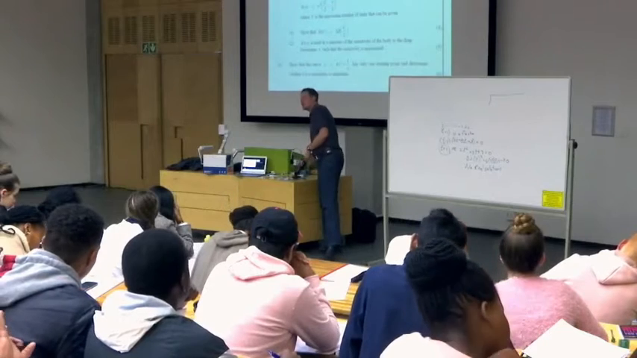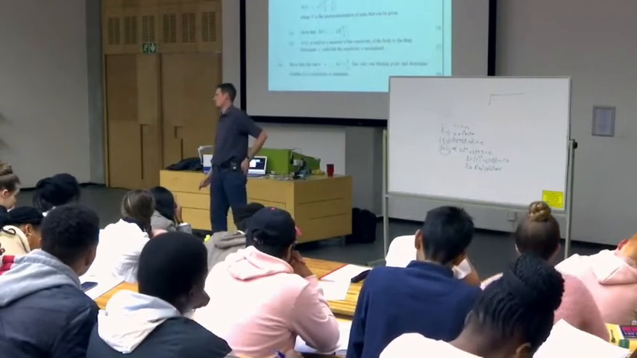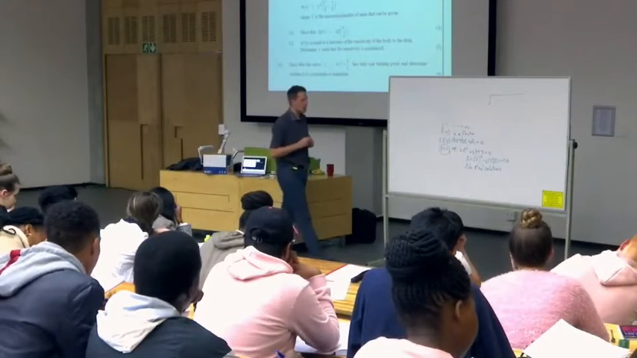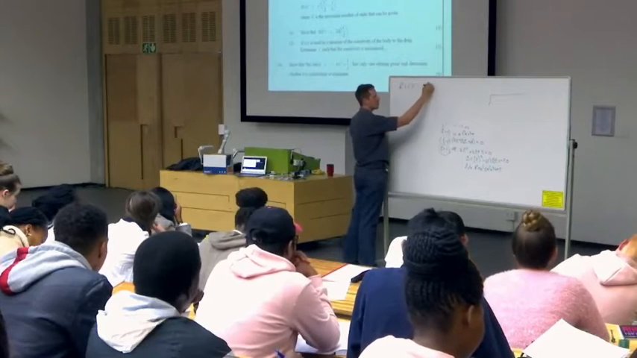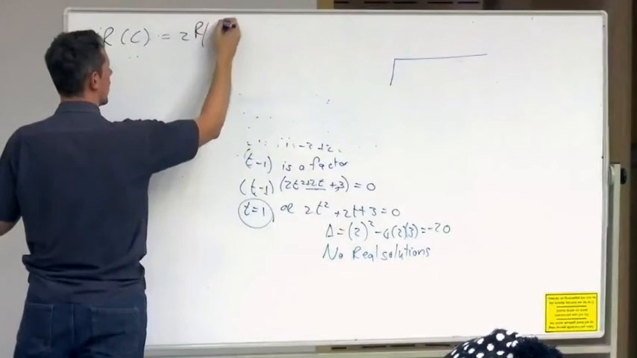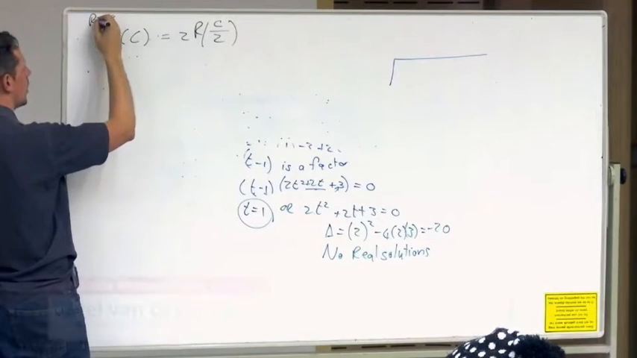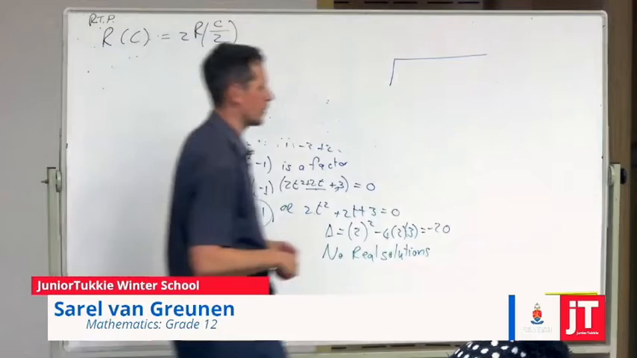When I look at a question like this one, I know it freaks you guys out. Completely and utterly freaks you guys out. If I ask you to prove R of C equals 2 times R of C over 2, this is what I want to prove, RTP. You guys know that maybe from Euclidean geometry. Now, ladies and gents, here comes the thing.